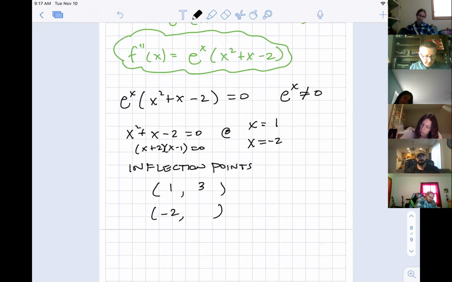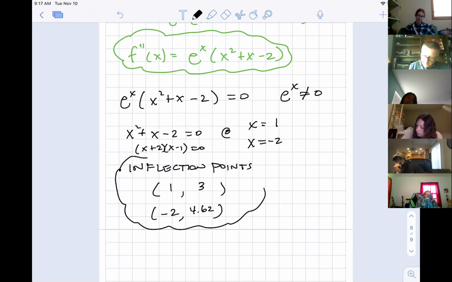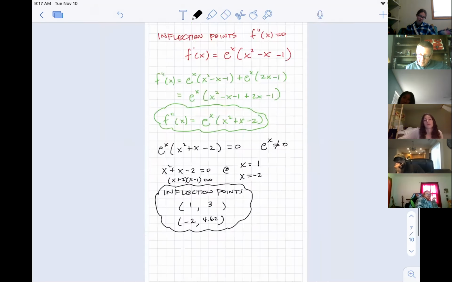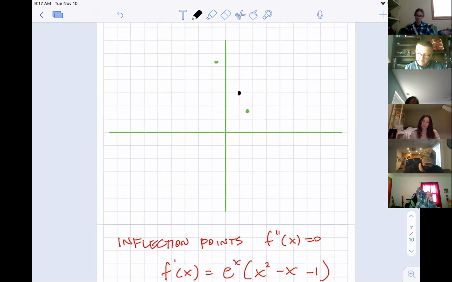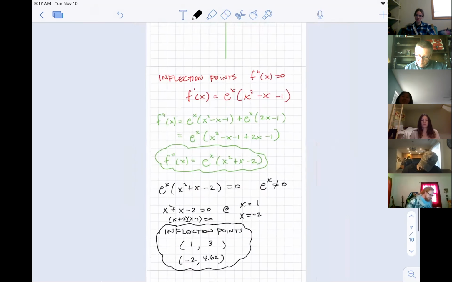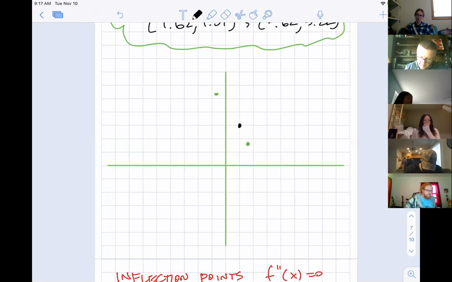I'm glad you did. So I just put 1 back into the original equation to find 3. And now if I put negative 2 back into the original equation, I get 4.62. So it's kind of fun that I got a whole number there for a minute, but that didn't last long. So these are my inflection points. And so let's go add those to the graph. 1, 3 is easy to graph. And then negative 2, 4.62 would be about right there.